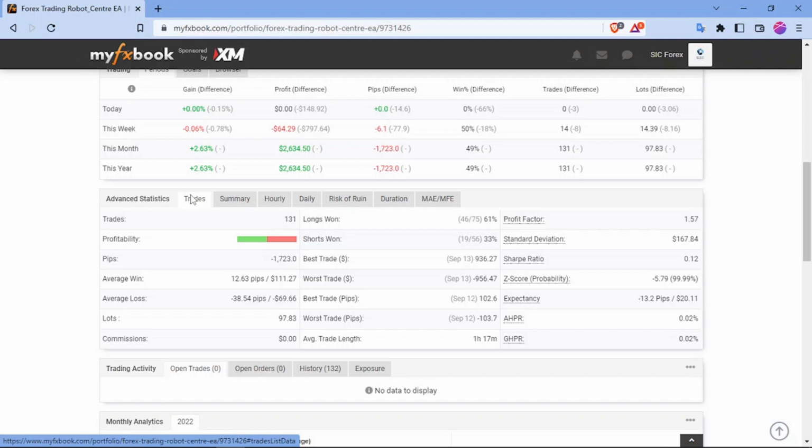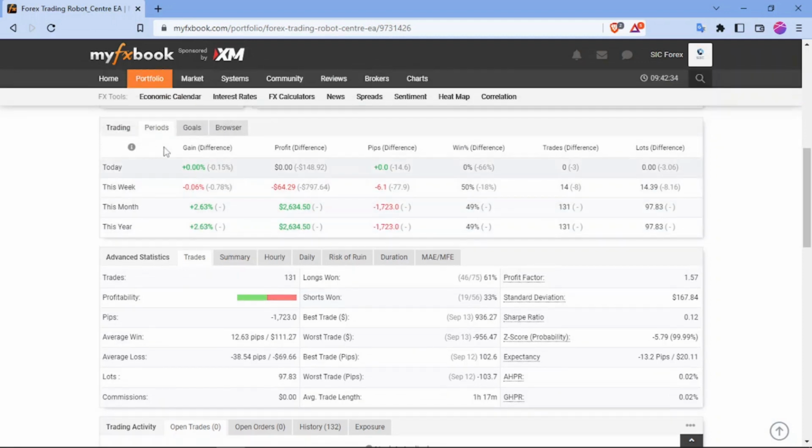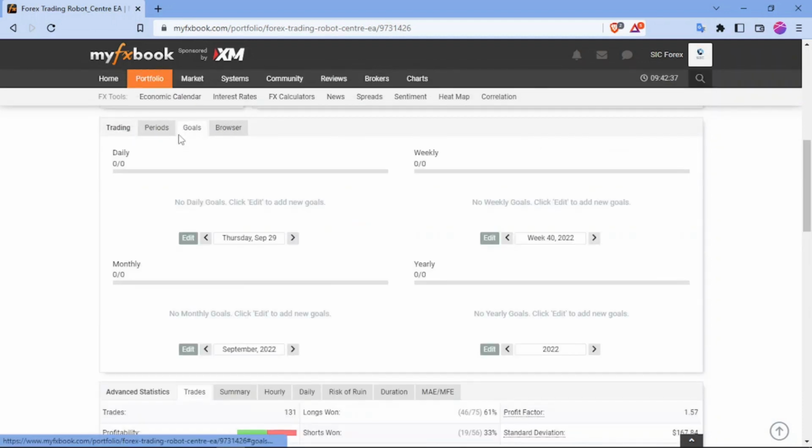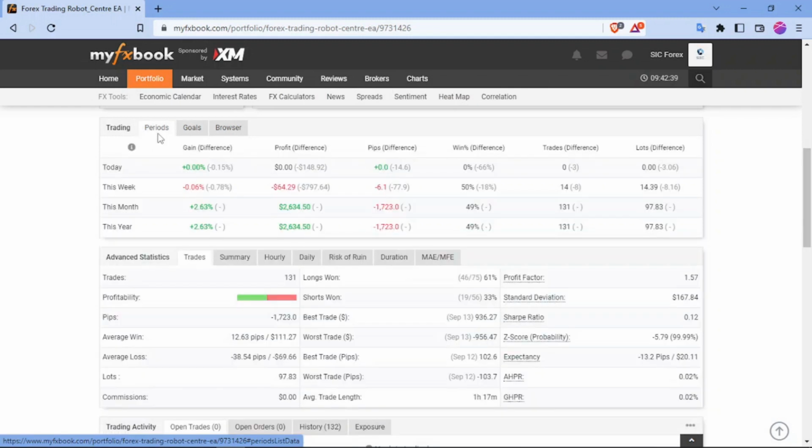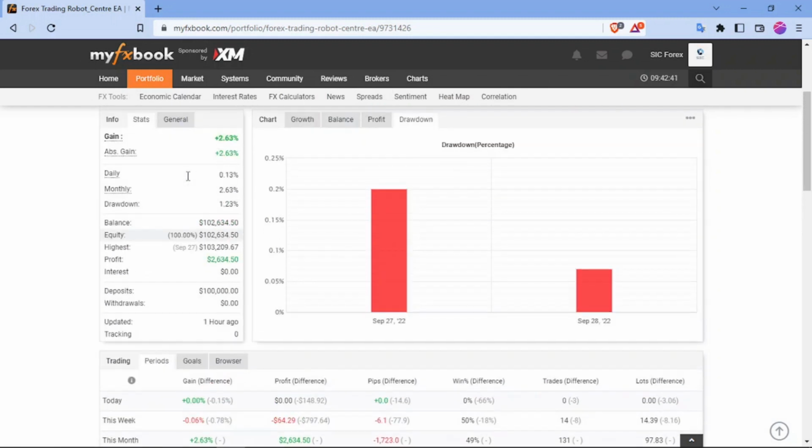If you also want to display your results like this, I have created a tutorial showing you how to link your MT4 trading account to myfxbook. myfxbook can really help new and established traders improve their trading with these advanced statistics.